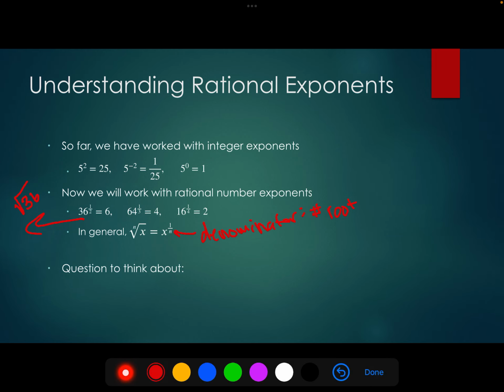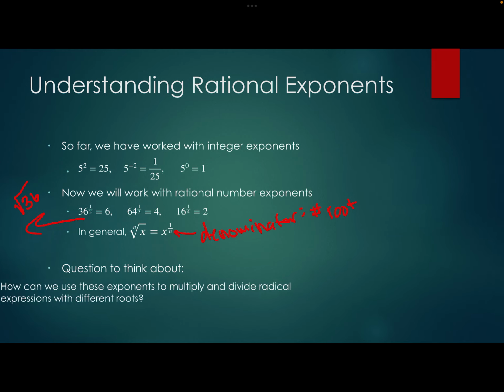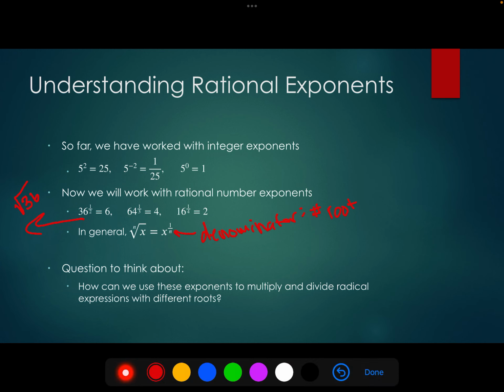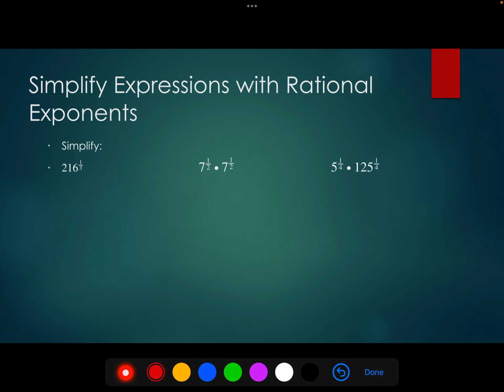So here's a question I want you to think about as we go through this video. How could we use these exponents to multiply and divide radical expressions with different roots? So if we had two different radicals that we wanted to multiply together, but they had different roots, how can we do that using rational exponents, where we may not be able to using just radicals?